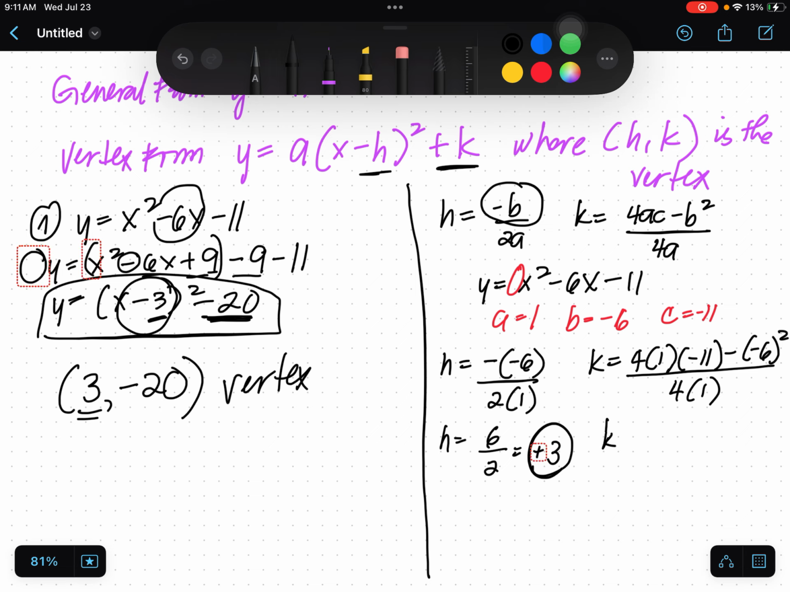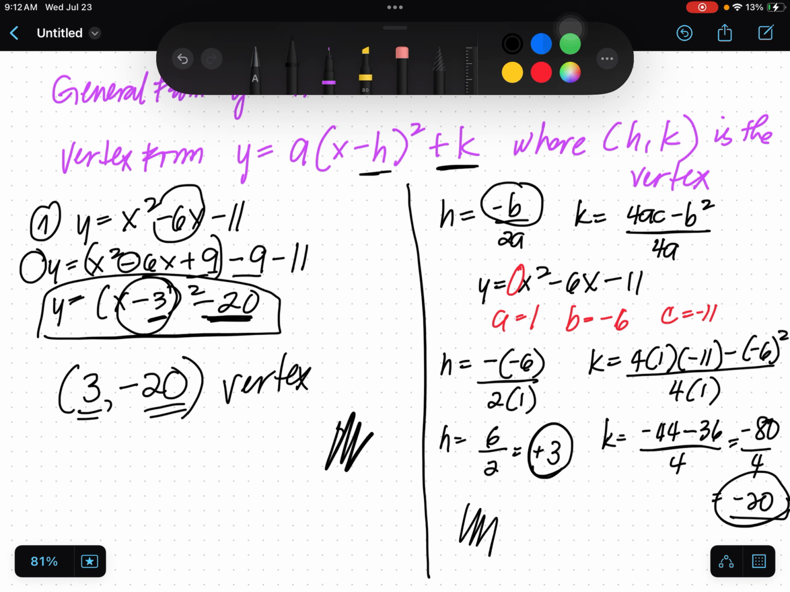Yes. For the value of h. Let's look at k. We get negative 44. This is minus 36 over 4. Pag pinagsama natin yan, negative 80 over 4, which will give us negative 20. Is it the same? Yes, it is. So, whichever method that you prefer, whether it is completing the square or using the formula, you will still end up with the same answer.